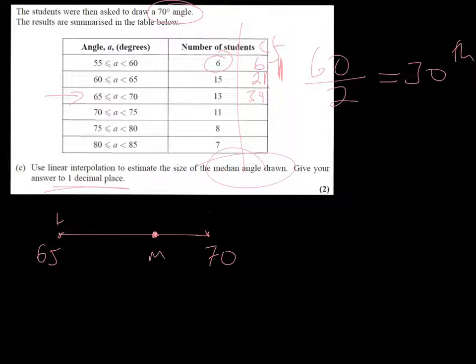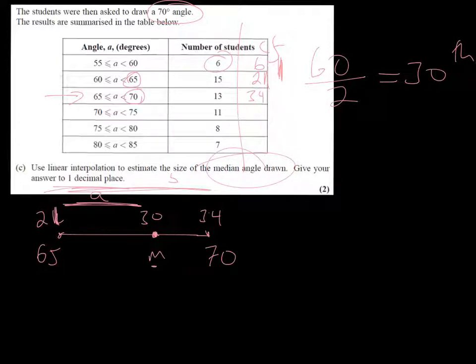So we can see that up until this boundary here, so up until 65 we've got 21 students, and up until this boundary here, 70, we've got a total of 34 students. And we also know that the median result is the 30th student. So in effect we're using the ratio here, saying that the ratio of this distance here, if we call that A, to this distance here, so we can work out that ratio. In effect, we're using that to calculate M, because we're saying M, this value here, will also be in the same ratio.